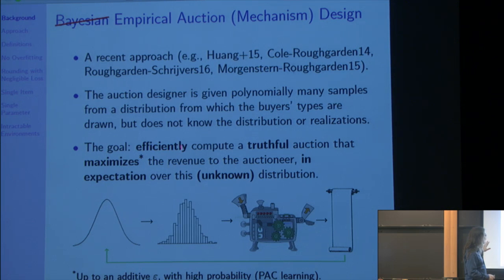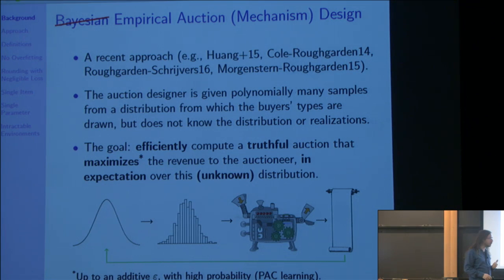So to make it more realistic, there's a distribution. You take polynomially many samples. That's what happens when CS people enter econ fields. They start to say things like polynomially many. So there's a distribution. You get polynomially many samples from the distribution. Do whichever computations you'd like on them.